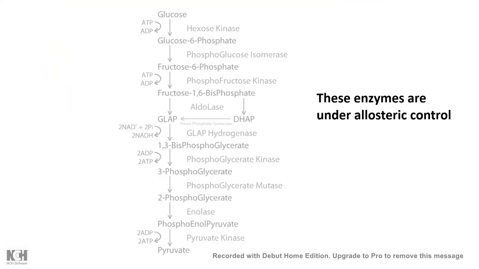So first of all, this process is highly regulated by allosteric modulation of several glycolytic enzymes. Now, all of these enzymes of glycolytic pathway are not under allosteric modulation, but key enzymes such as hexokinase, phosphofructokinase, and pyruvate kinase are under the control of allosteric modulators. Now, let's look at what are the allosteric modulators of these enzymes.